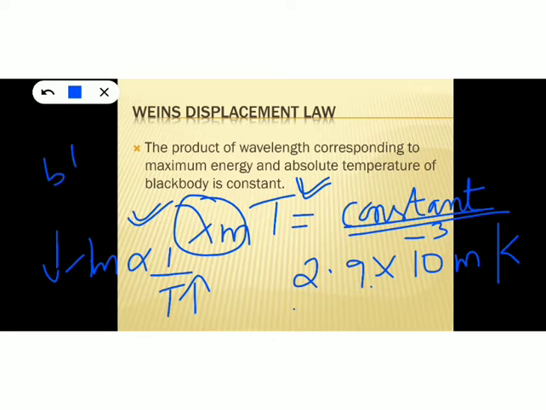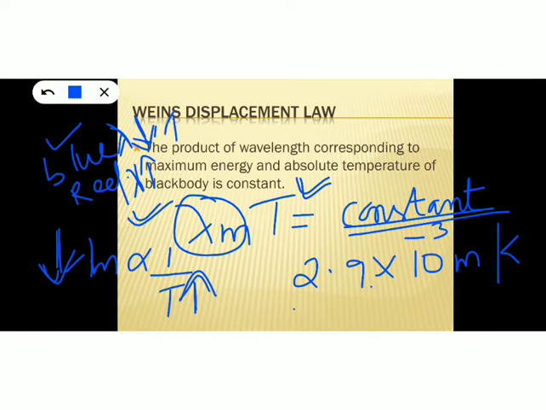When you compare blue and red color, which color has maximum wavelength? Yes, red color has maximum. For red color lambda is more and for blue color lambda is less. So when lambda is less, temperature will be more. That is, the blue star will be hotter than the red star. All this phenomenon can be explained on the basis of Wien's displacement law.